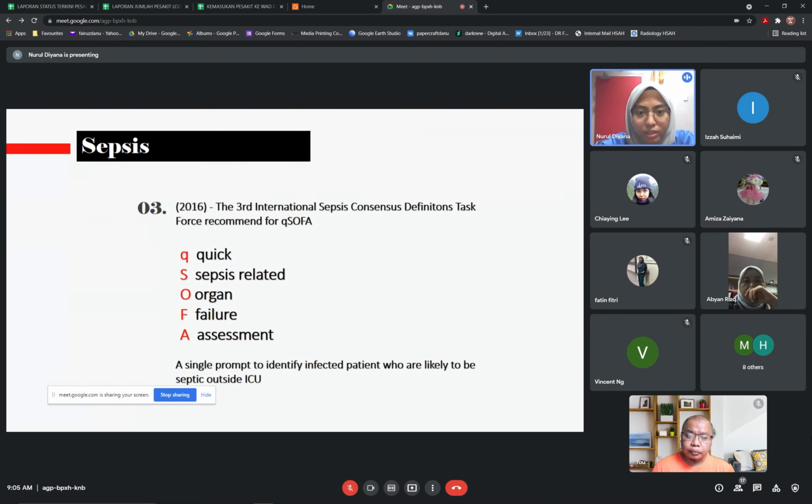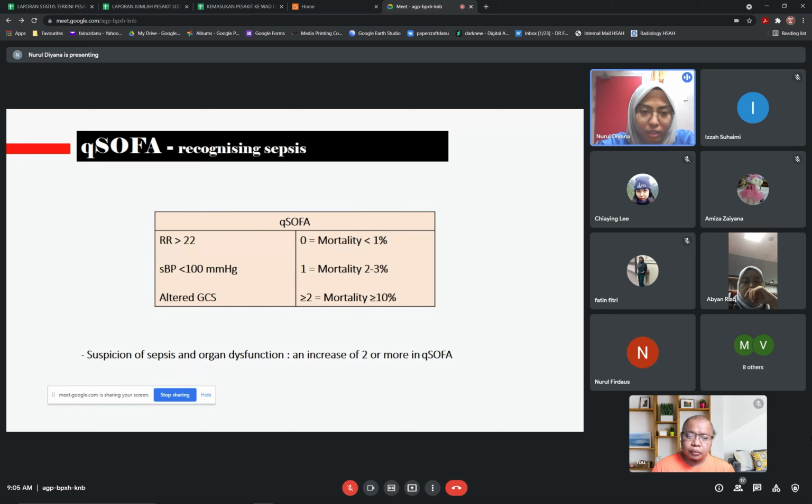So this is the Third International Sepsis Consensus Definition Task Force. They recommend qSOFA, where Q stands for quick, S for sepsis related, O organ, F failure, A assessment. Quick Sepsis Related Organ Failure Assessment is a single prompt to identify infected patients who are likely to be septic outside of ICU. The criteria are respiratory rate more than 22 breaths per minute, systolic blood pressure less than 100 mmHg, and altered GCS. Suspicion of sepsis and organ dysfunction should be addressed when there is an increase of 2 or more in qSOFA.